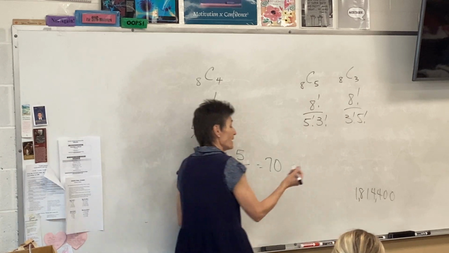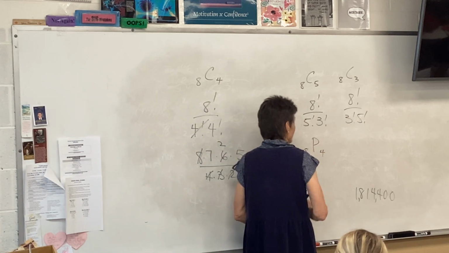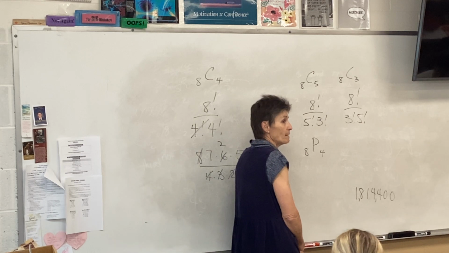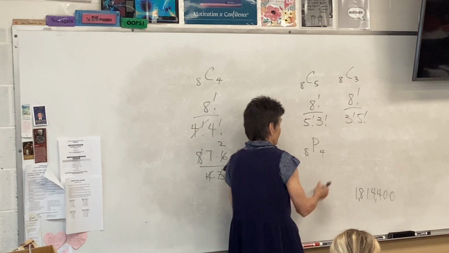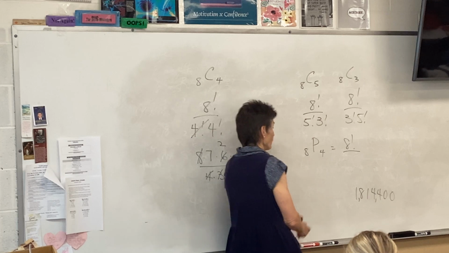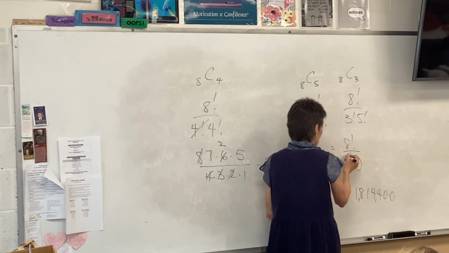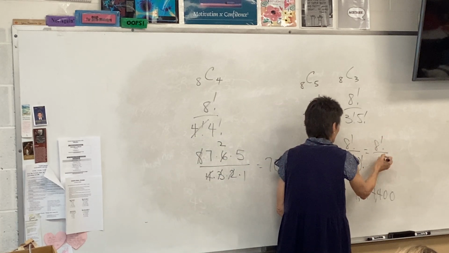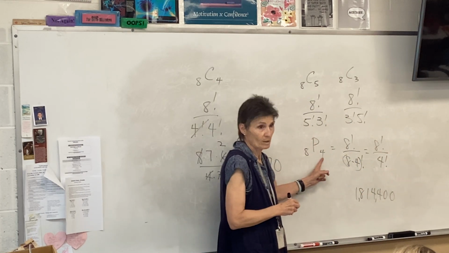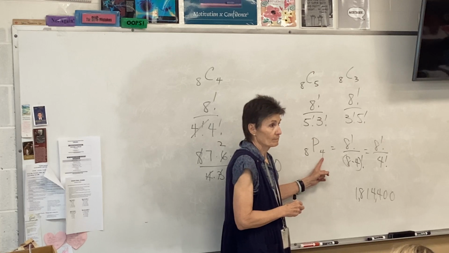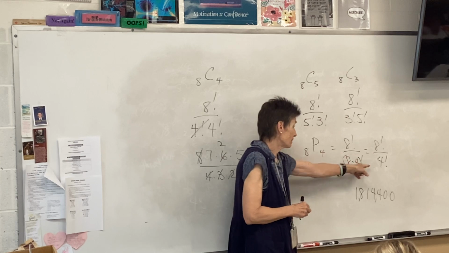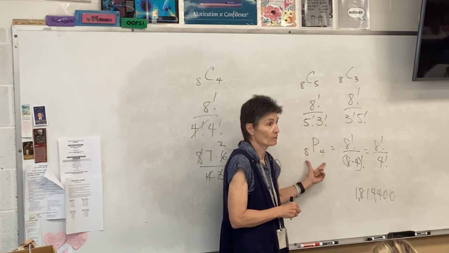What if that had been 8P4? What's the formula for 8P4? 8 factorial over 8 minus 4. So it's 8 factorial over 4 factorial, but it's not that 4, it's the 8 minus 4. In the P denominator, it's the subtraction number that goes down at the bottom.